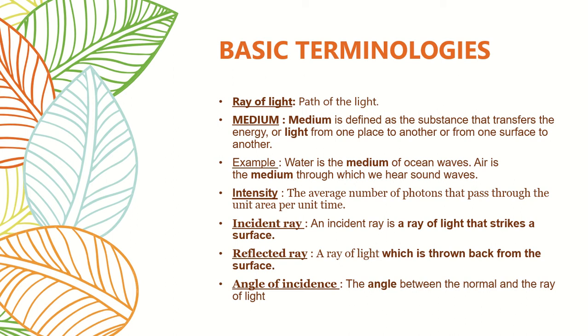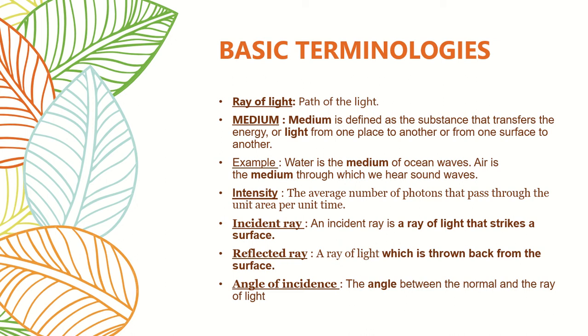Next, what is an incident ray? An incident ray is a ray of light that strikes a surface. Reflected ray is a ray of light which is thrown back from the surface. If a ray is incident on a surface, and that ray is thrown back from that surface, that ray of light is known as the reflected ray.